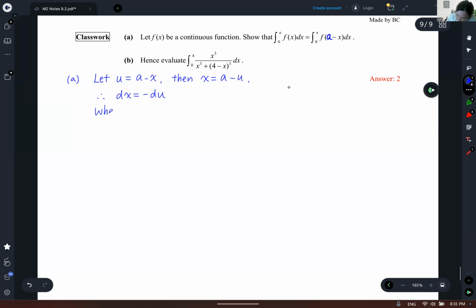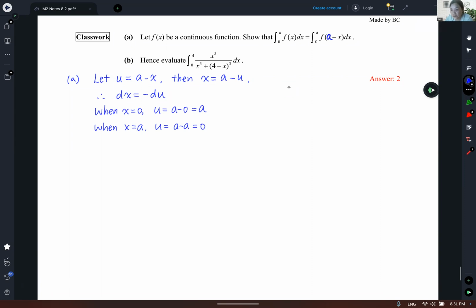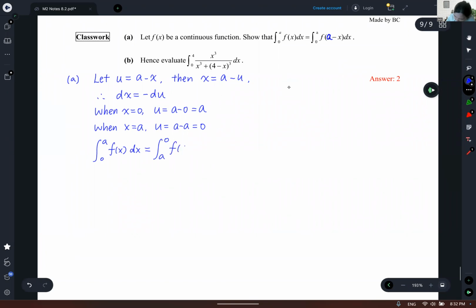And then the limits: when x equals 0, then u equals a minus 0 equals a. When x equals a, u equals a minus a equals 0. And then we're ready to do the change. That is the integral from 0 to a of f of x dx changes to, the first is very important, you have to do everything all at once, the integral from a to 0 of f of u, a minus u, negative du.